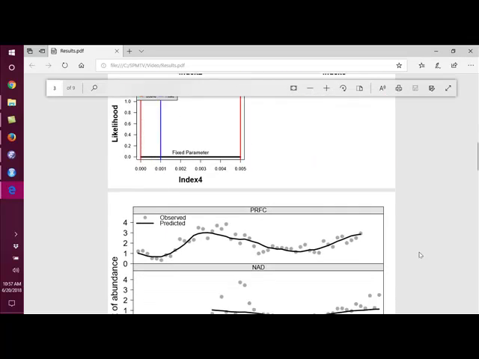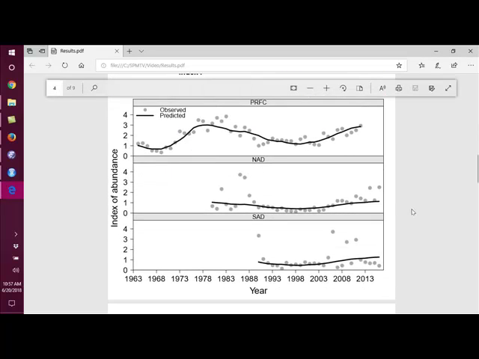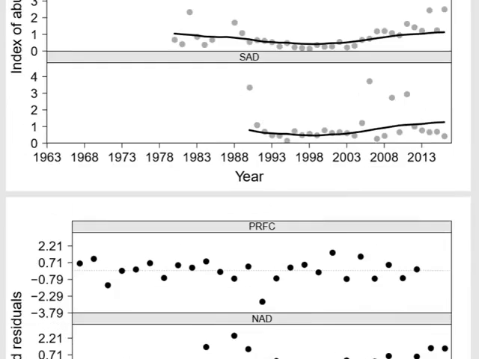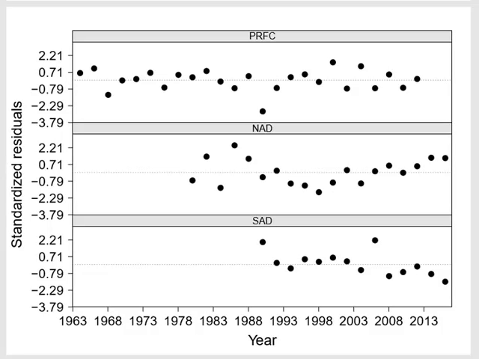The next graph that's generated is your observed and predicted index values. So in our case, we had 3 indices. The observed values are plotted with gray dots, and the predicted model estimates are the black line. So you can see we've got the one longer time series that ends in 2011 and our 2 shorter time series with the fitted values here. The next plot shows you the standardized residuals for each of those indices, so you can examine your residual patterns.